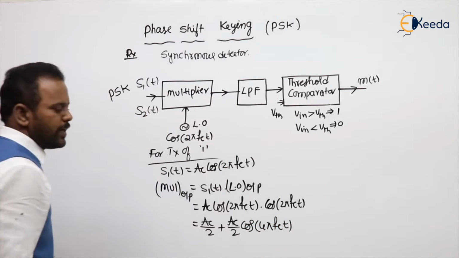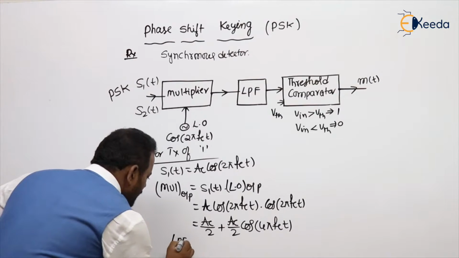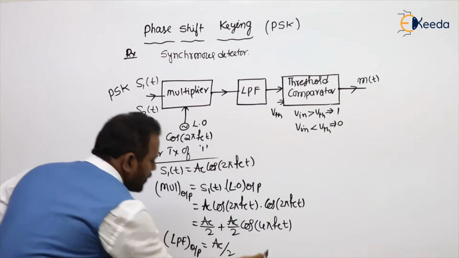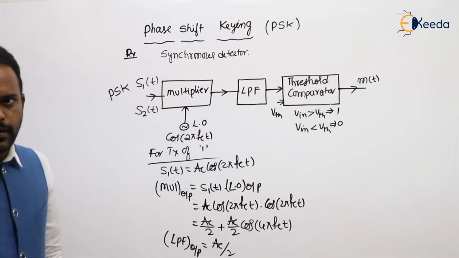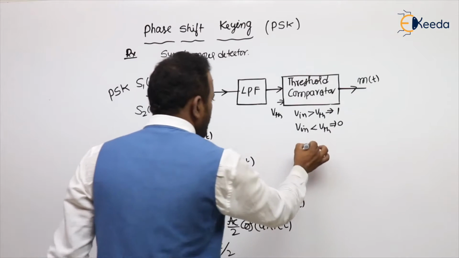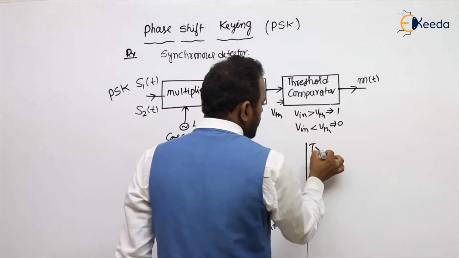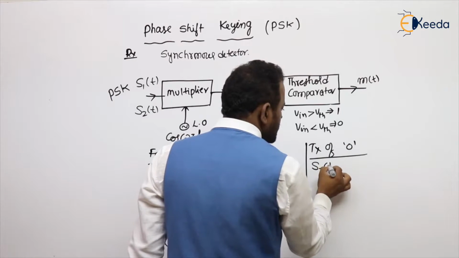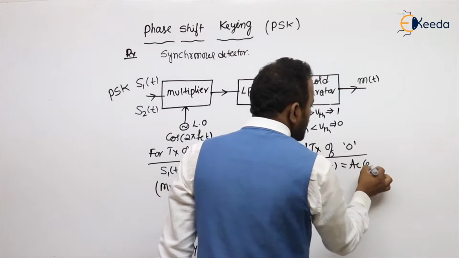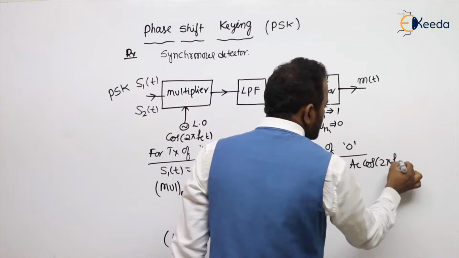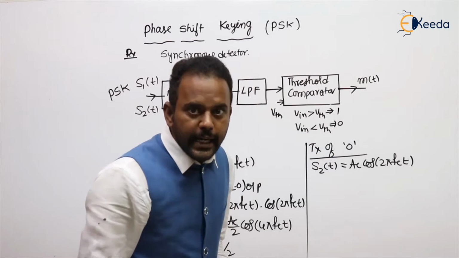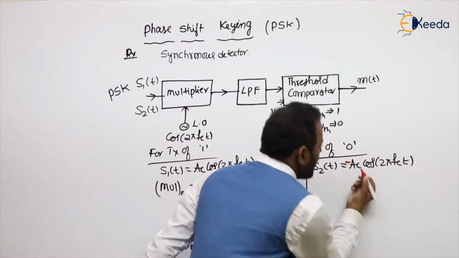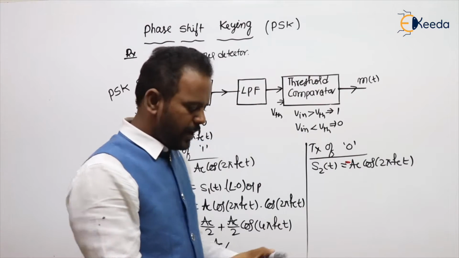This is given to the low pass filter. The output of the LPF is the low frequency component that passes, which is nothing but a DC value, AC by 2. Clear? Let's analyze for transmission of 0. For transmission of 0, the corresponding modulated signal is S2. What is S2? Same AC cos 2 pi FCT only, but with a 180 degree phase shift. A 180 degree phase shift means I can write it as minus AC cos 2 pi FCT.